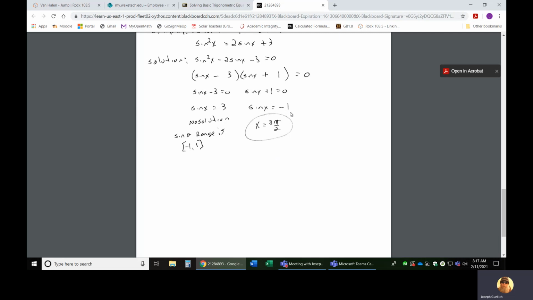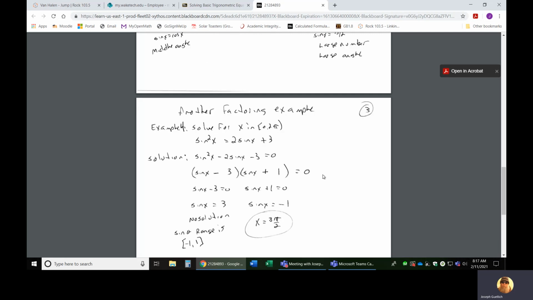And then second one, sine x equals -1. Remember, plus or minus 1 or 0 for sine and cosine are the quadrantal angles. So where is sine going to be -1? The negative y-axis, which would be 3 pi over 2. That is the end of this video with factoring.